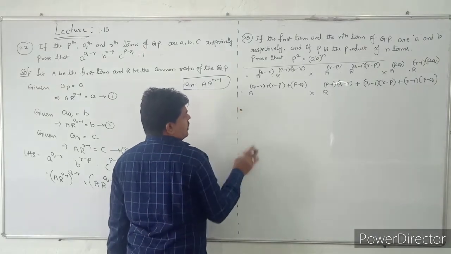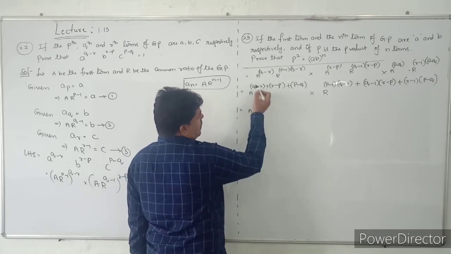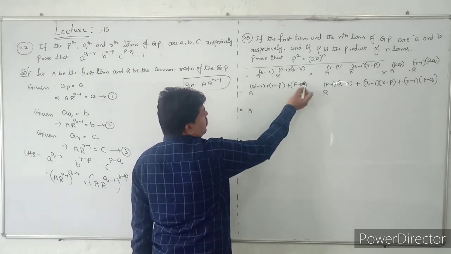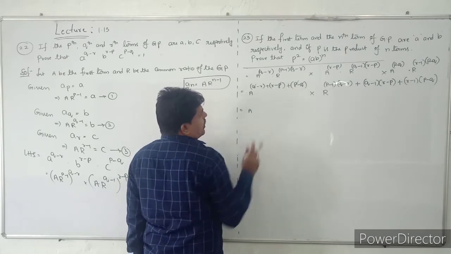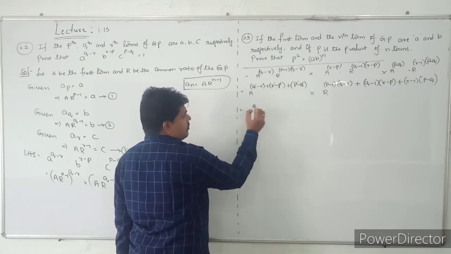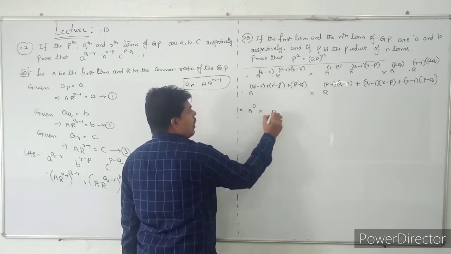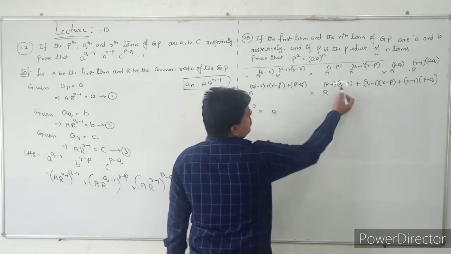So what happens here? A power, so which terms are cancelled here? The q minus q will be cancelled. Minus p plus p will be cancelled. Minus r plus r will be cancelled. A power 0 into r power. Simplify the r powers. Multiply these two terms.